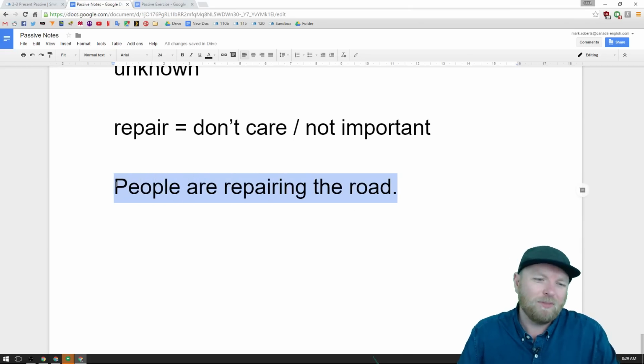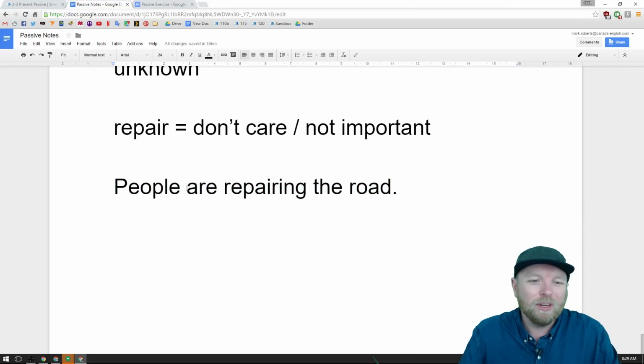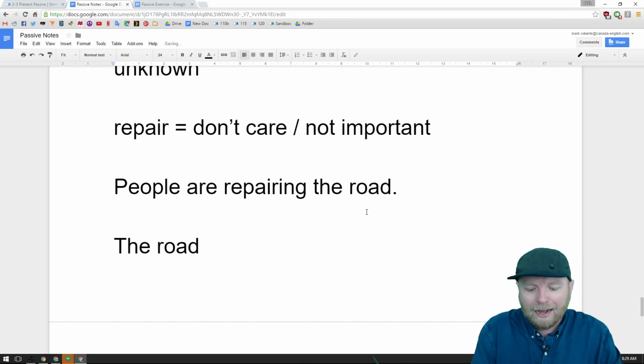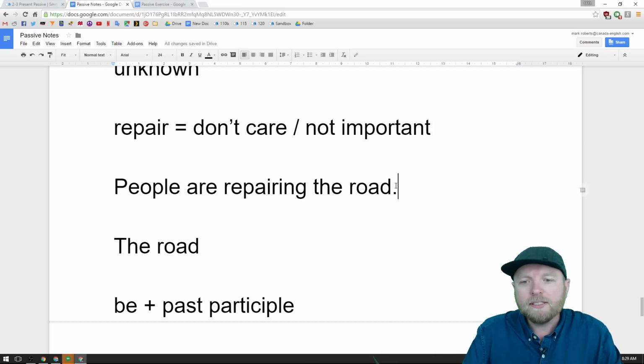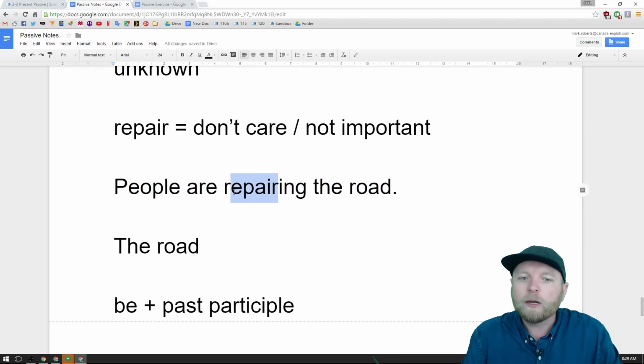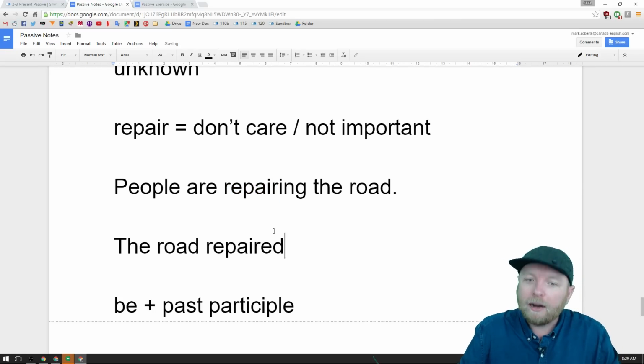This sentence we're going to change because this one we don't care. It's not important. So we start the sentence with the object, the road. Now remember, passive, you always need be and a past participle. So what is the main verb here? What is the really important verb? Here is repair. So the past participle must be repaired. So the road repaired, right? So we have the past participle, repaired.